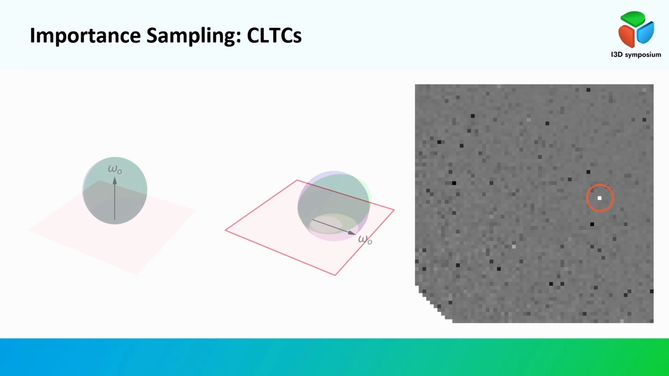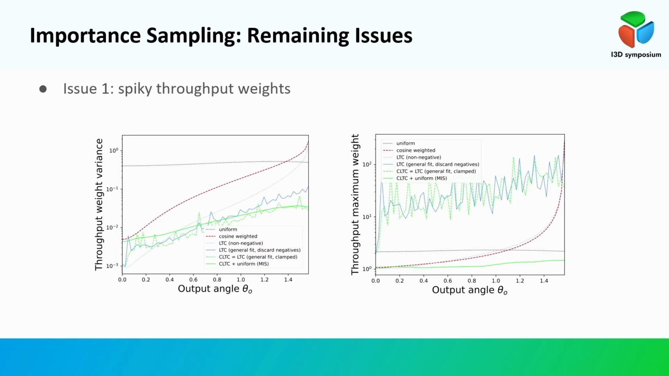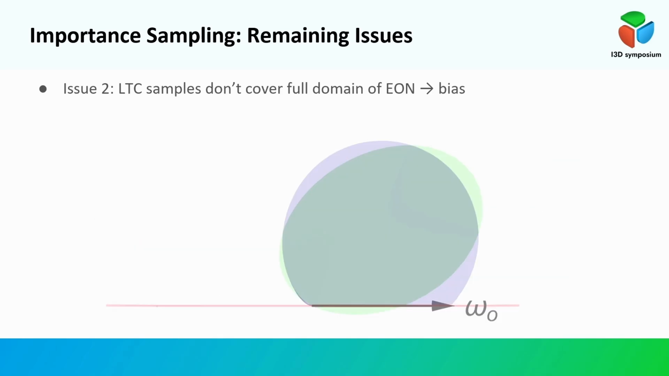There's another problem, and it was present with the other methods as well: there can sometimes be these fireflies, high throughput weights. These are a bit of a problem because they can be more difficult to denoise. Maybe the denoiser is going to see that as a feature. So we'd like to eliminate that. We've got some graphs that show that it's a lot noisier than what we'd like to have, a lot noisier actually than cosine importance sampling. So it's not great. What can we do here?